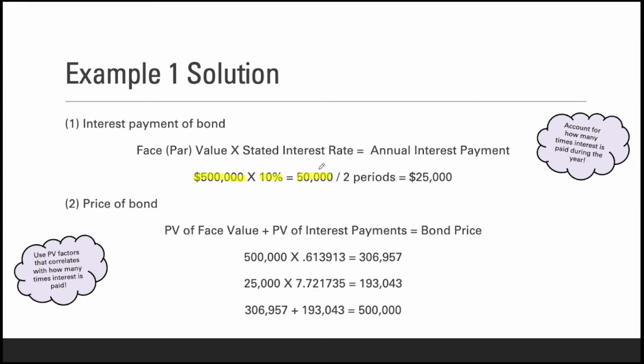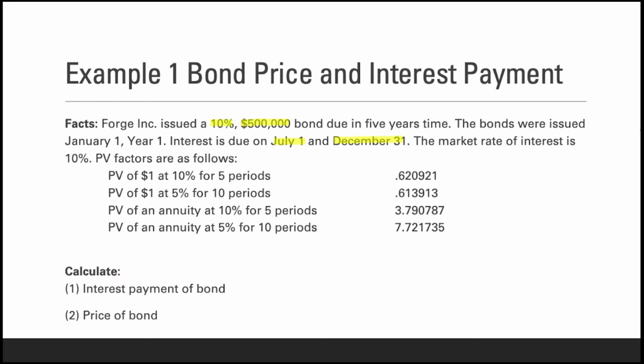So if this $50,000 amount is our annual interest period, we have to divide it by 2 periods because they're paying interest twice to get each interest payment at $25,000. Now just remember here, count for how many times interest is paid during the year. Next, it asks us to find out the price of the bond.